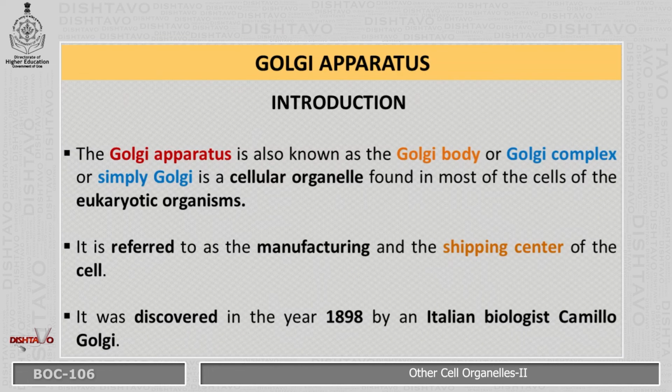The Golgi apparatus is also known as the Golgi body or Golgi complex, or simply Golgi, is a cellular organelle found in most of the cells of eukaryotic organisms. It is referred to as the manufacturing and the shipping center of the cell. It was discovered in the year 1898 by an Italian biologist, Camillo Golgi.